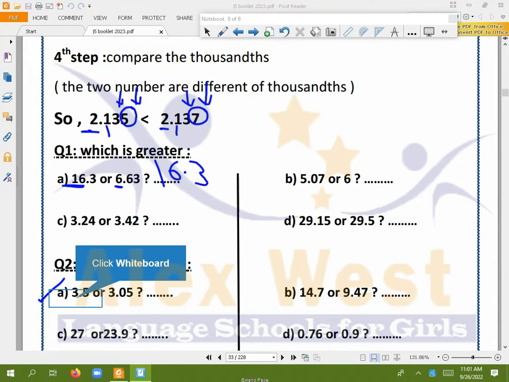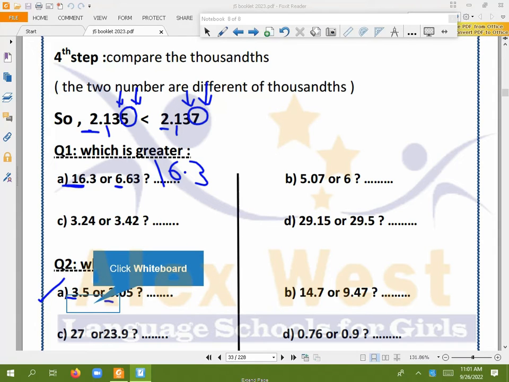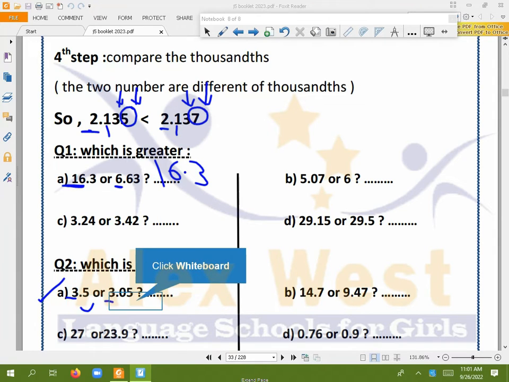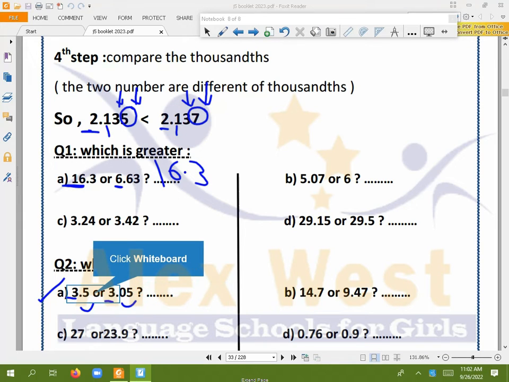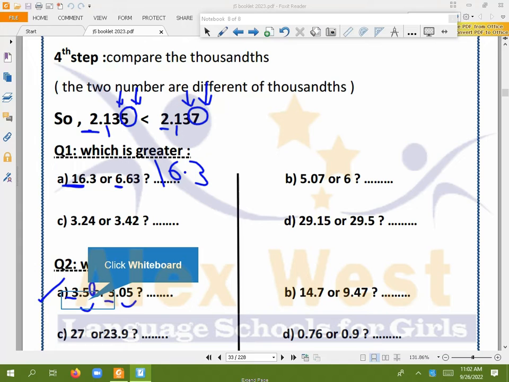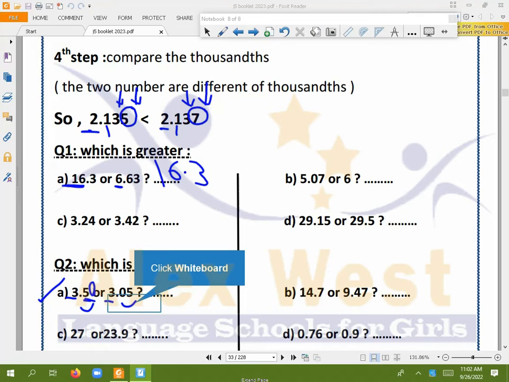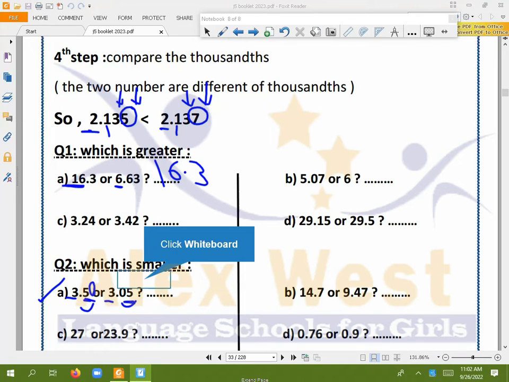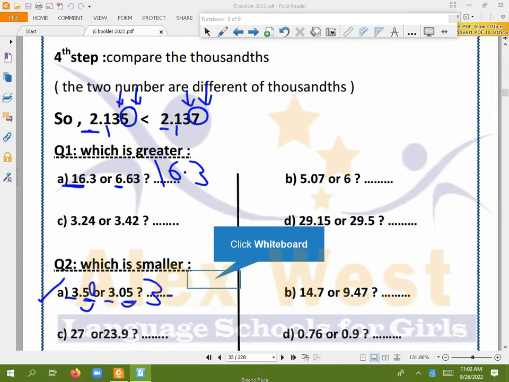And which is the smallest number? 3.5 or 3.05? Look at the whole part. We have the same number in the whole part, so we move to the right. Here we have one digit in the decimal part and in the other number we have 2 digits in the decimal part, so we put a 0 beside the 1 digit to make a balance. Now it becomes 50 hundredths, and 50 is greater than 5 hundredths, so we choose 3.05 as the smallest.